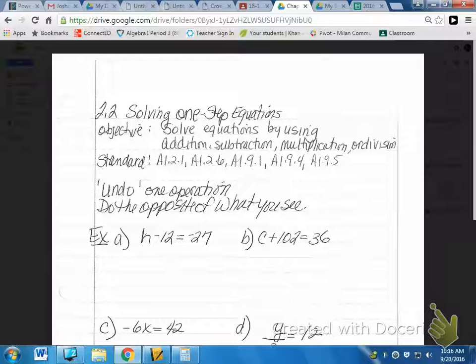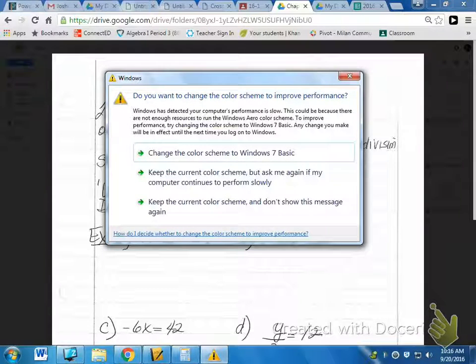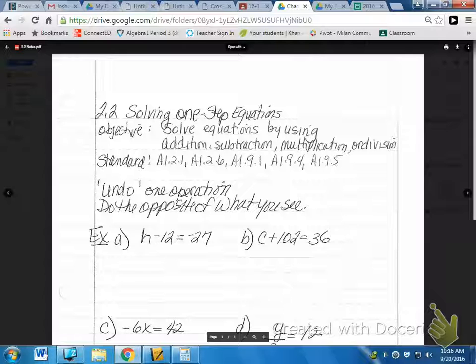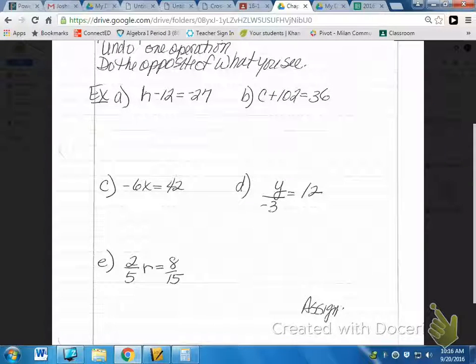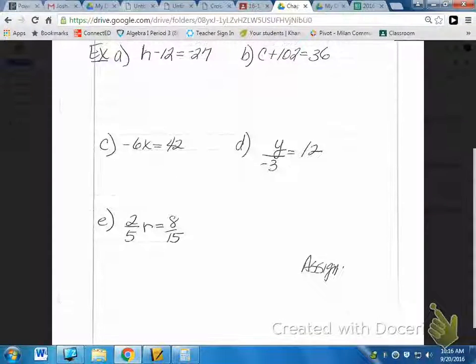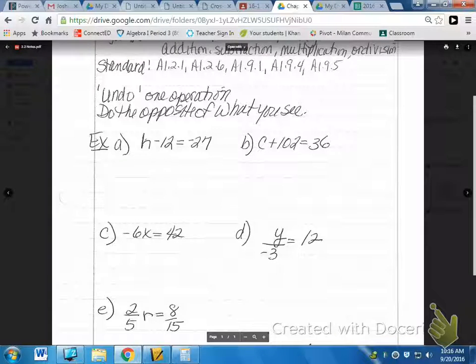The standards that we will use today from Algebra 1 would be 2-1, 2-6, 9-1, 9-4, and 9-5. When we're solving one-step equations, we're going to undo one operation. That's why it's called one step. You do basically the opposite of what you see. To take it across the equal sign, you must do the opposite. So we're going to look at 5 examples, and then I've got a couple other things that I do want to mention before we finish off.